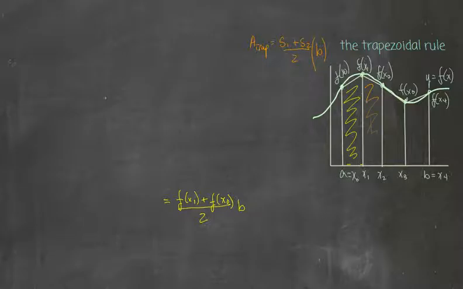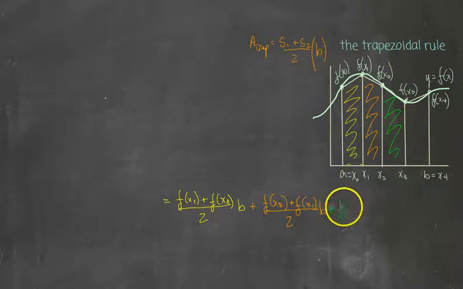So now let's add the area of the second trapezoid. So that would be F of X2 plus the F of X1 divided by 2 to get the average, times its base. Then the third trapezoid, same thing. And last but not least, let's see, let's use purple.